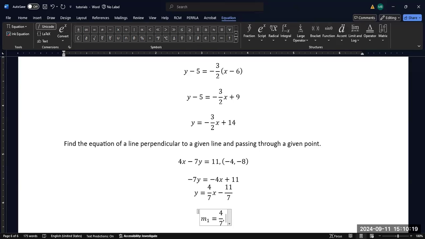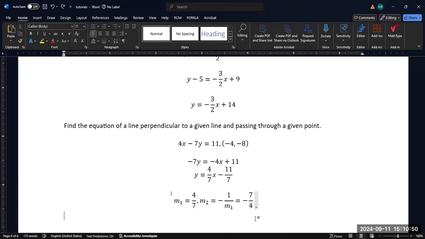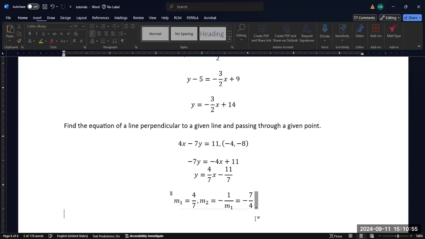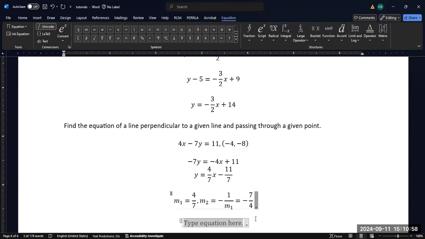But the relationship to a perpendicular line is not identical. It's the negative reciprocal. So m2 is -1 over m1. Now that means in this case that my second slope is going to be, and since it's already a fraction, I'm not going to put it in a fraction, I'm just going to take the reciprocal. So it's going to be 7 over 4. So flip the fraction and flip the sign. Now we have our slope and we have our point. So now we can go to our point slope form.